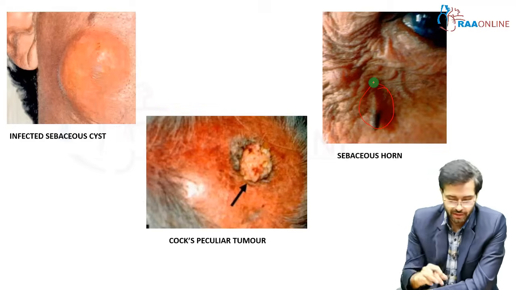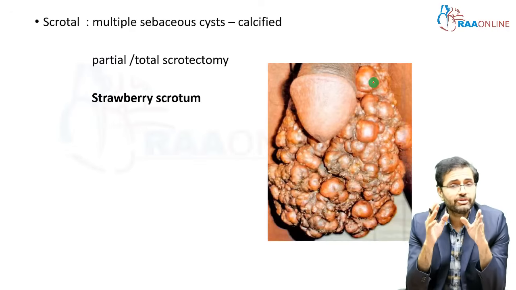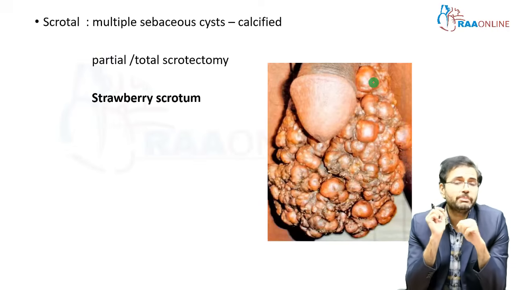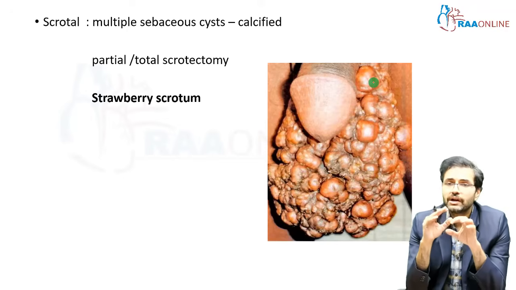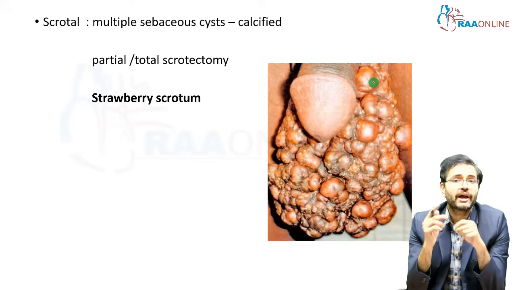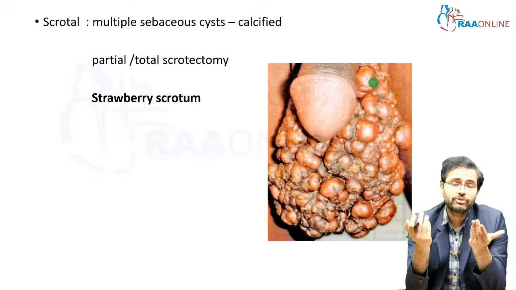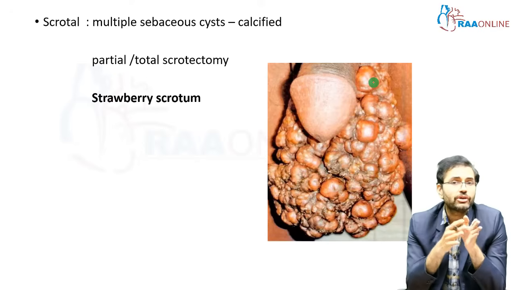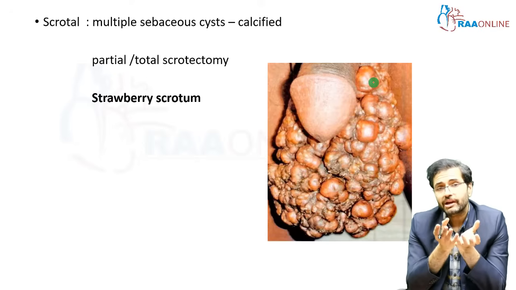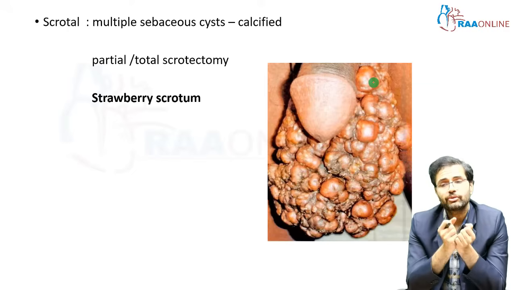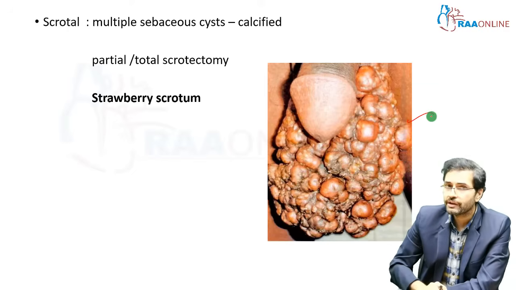Now, scrotal sebaceous cysts. Scrotal sebaceous cysts are notorious for being multiple in number. They are commonly seen distinct in nature, calcified, and do not have a punctum. Treatment of multiple scrotal sebaceous cysts involves partial or total scrotectomy. And they have a characteristic strawberry-like appearance, and hence it's called a strawberry scrotum. So this is an image of a person with multiple sebaceous cysts involving the scrotum.